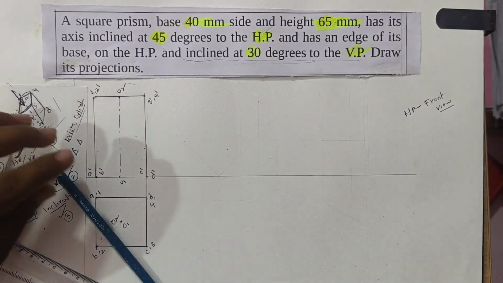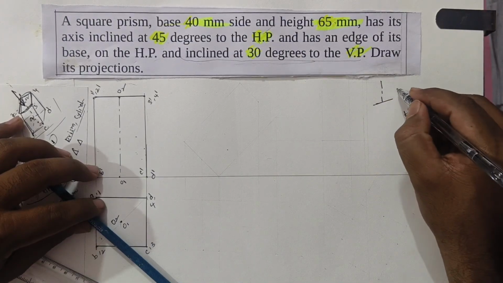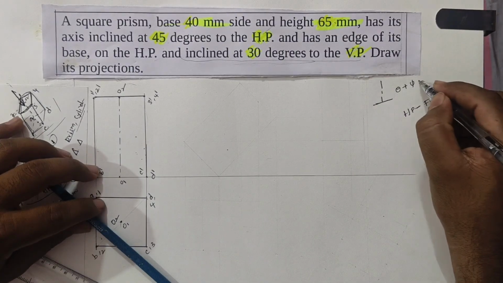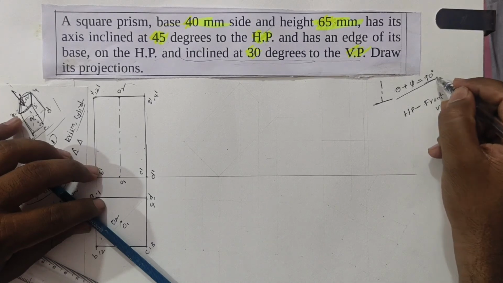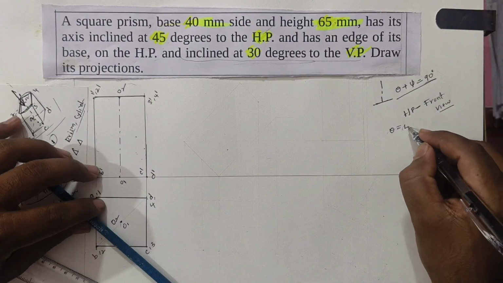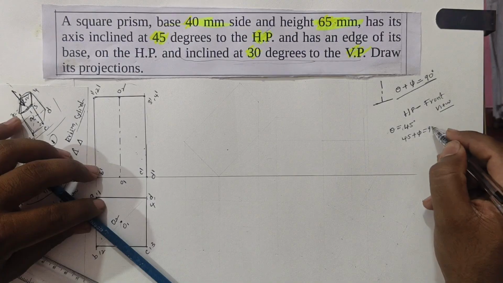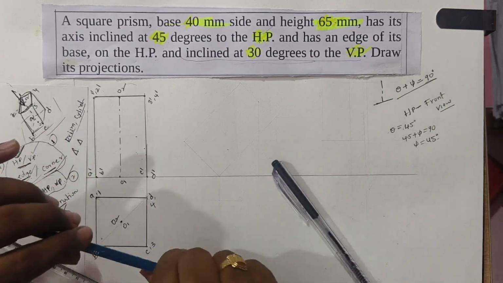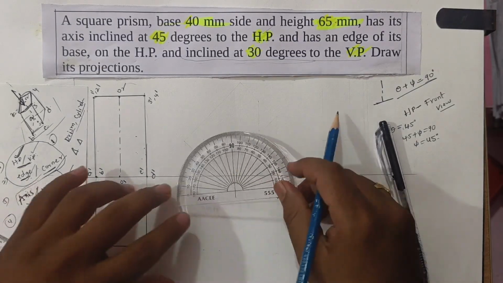And you need to understand one thing. When there is an axis line, then there is a base. The angle made by the axis line is theta. The angle made by the baseline is, let us say, phi. The sum is always 90 degrees. Here, what is theta? Theta is going to be 45 degrees with the HP. So 45 plus phi is equal to 90, where phi is equal to 45 degrees. Means I am going to draw the baseline with an inclination of 45 degrees.